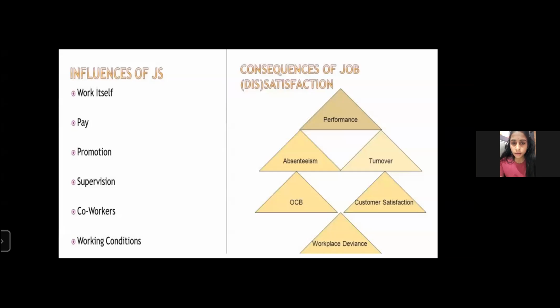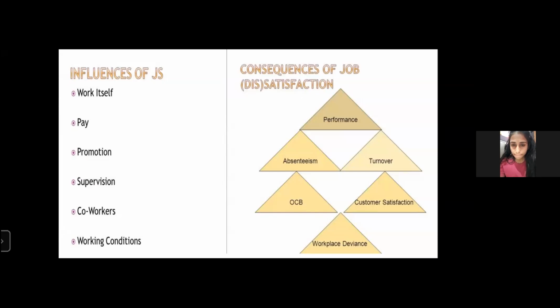Now, consequence of job satisfaction. Performance. It increases efficiency and effectiveness at work. It promotes harmonious employee relations. It helps to decrease employee turnover.